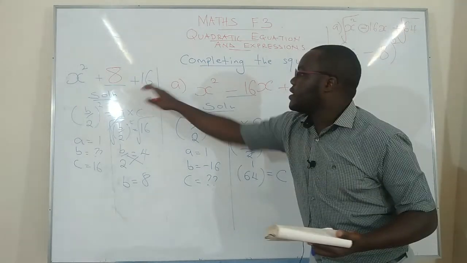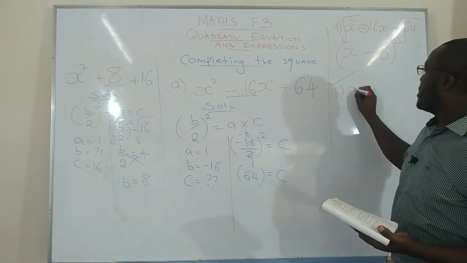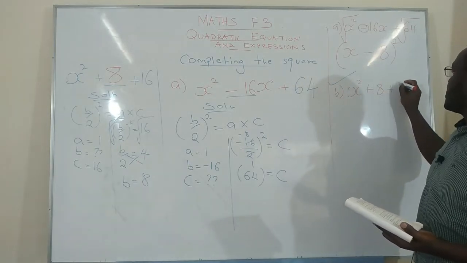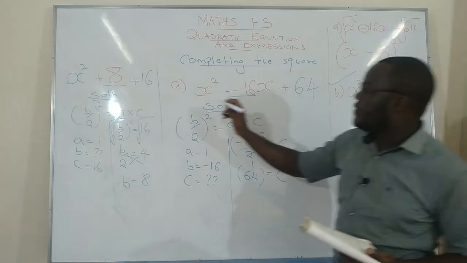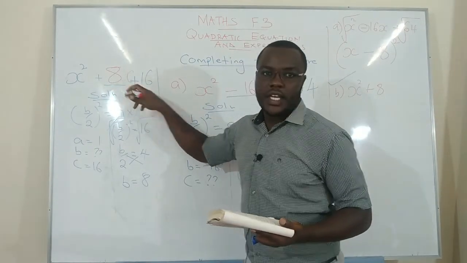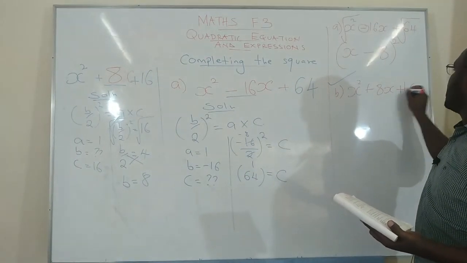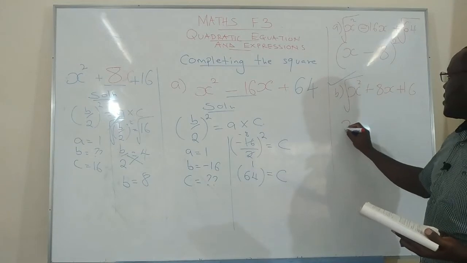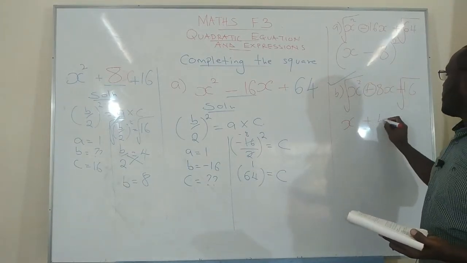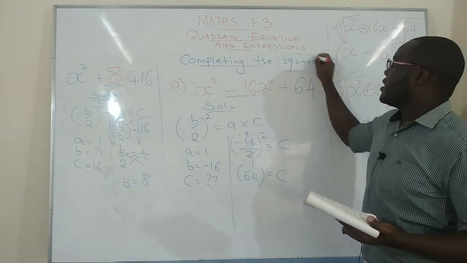Let me take the other one. Now that I've made sure that it's a perfect square, it is x squared plus 8 plus 16. And remember, here we had forgotten it should be 8x. It cannot have a b without an x. So x squared plus 8x plus 16. Square root the first number, x. Take the sign of b. Square root the last number, 4. Put a bracket, and then you write it as a square.